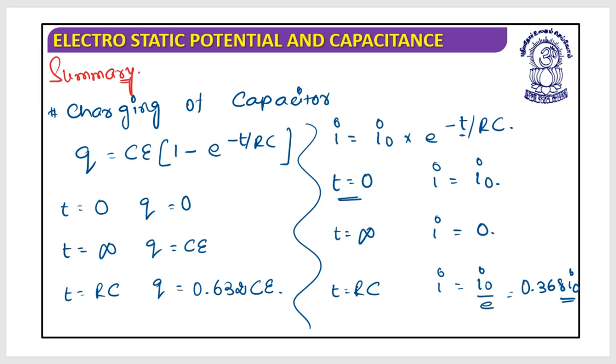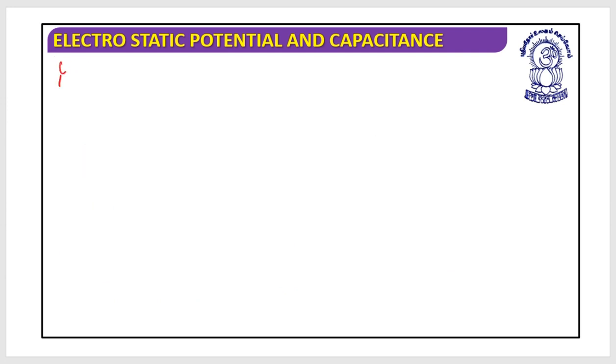When I observe this current very carefully, at t = 0 my current is I naught. At t = infinity, my current is 0. And at t = RC, it's 36.8 percent. So when I write I = I naught e^(-t/RC), at t = 0, I = I naught.